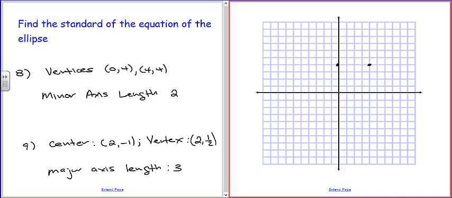So the center is always in the middle. You can see if this is 0 and this is 4, then the center has to be that way. We also know that the major axis is in this direction because the vertices are always in the direction of the major axis. So what can we say? We can say that A is equal to 2.